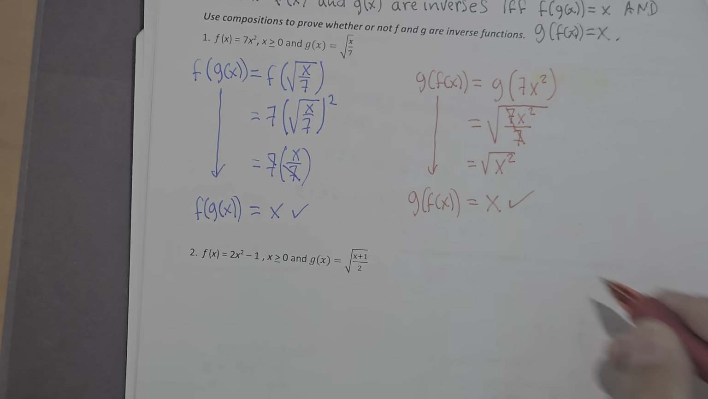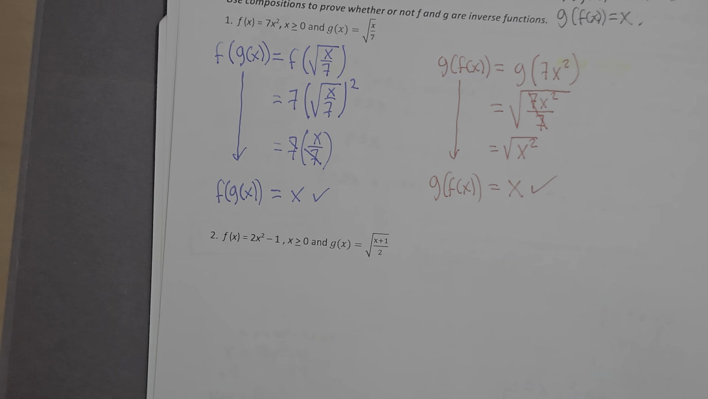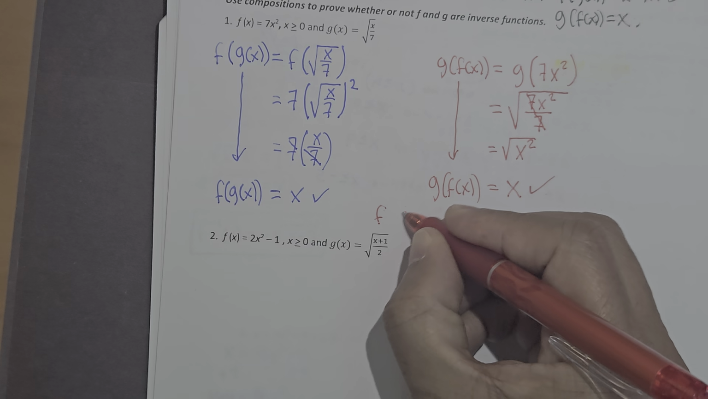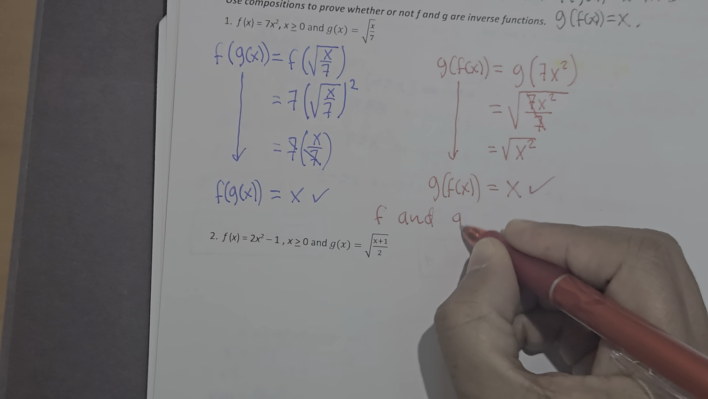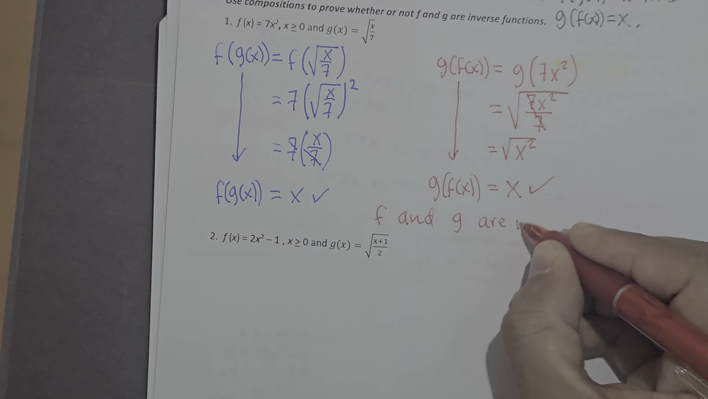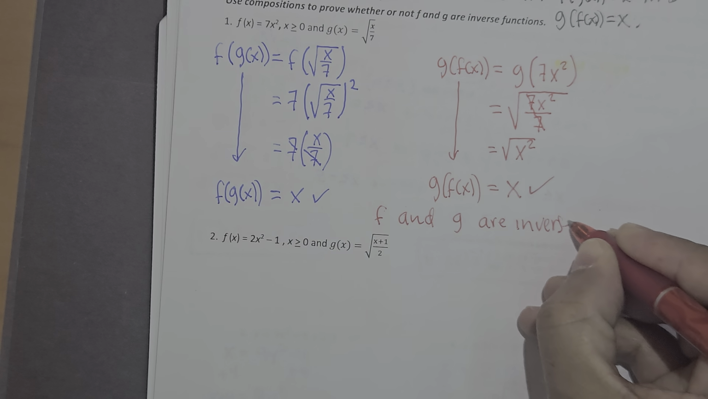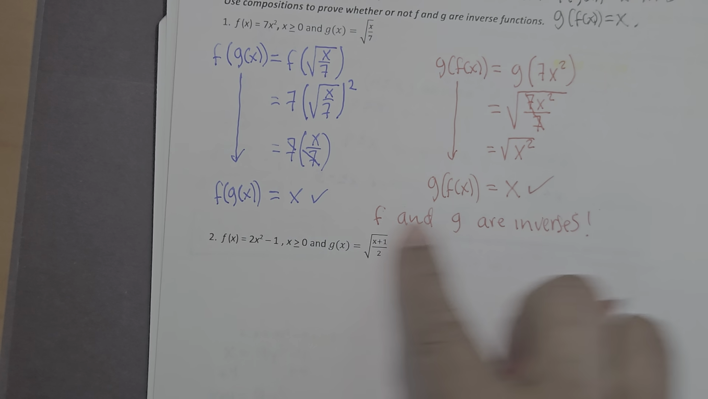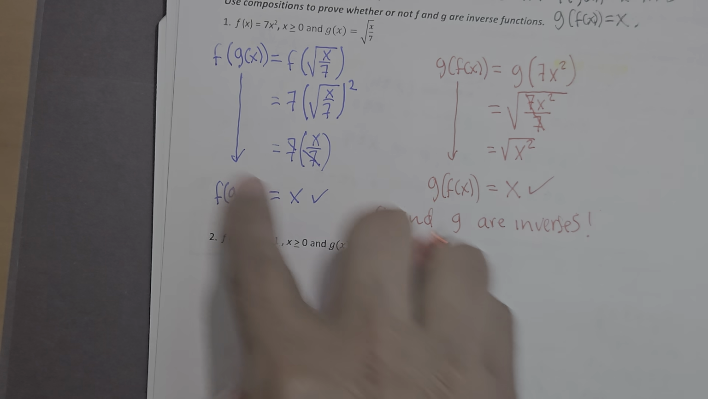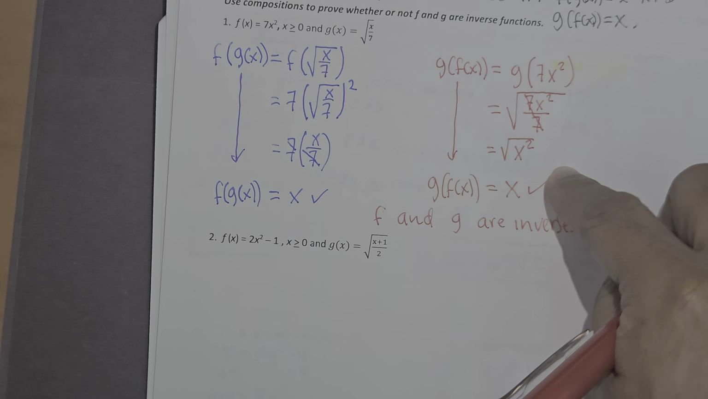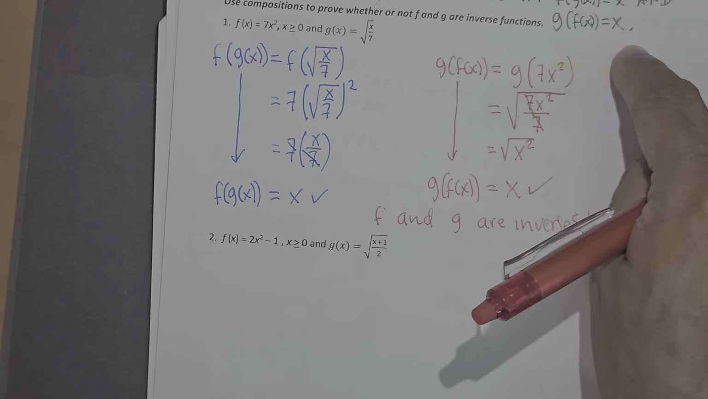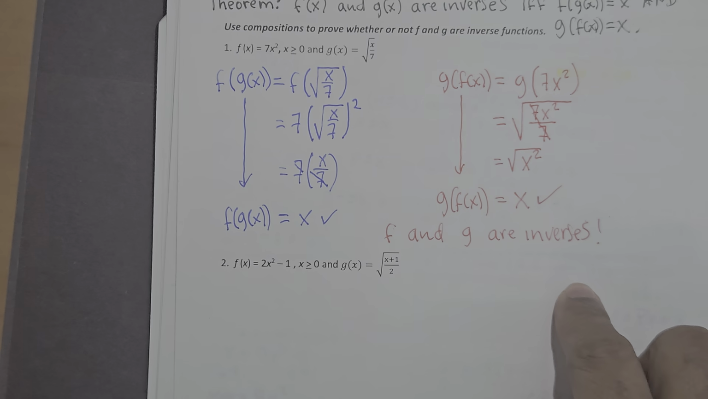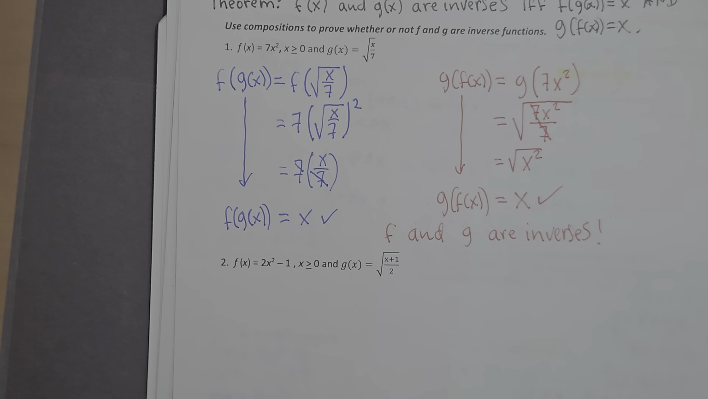Once you've proven this, we can make the following statement. We can say that f and g are inverses. How do we know? We just proved it. We did the two proofs, and we got x on this one and x on this one, so that meets the theorem's conditions. So we're done with this example.